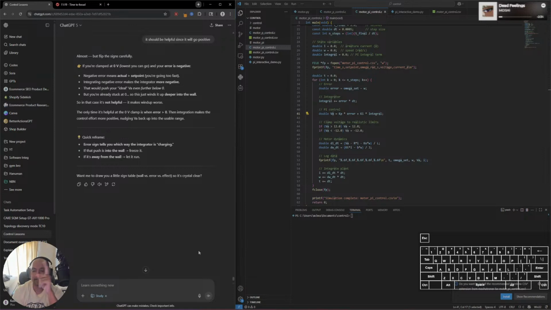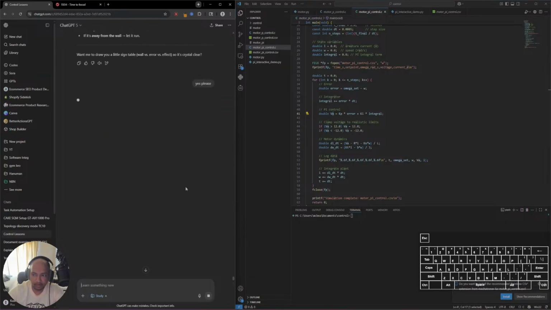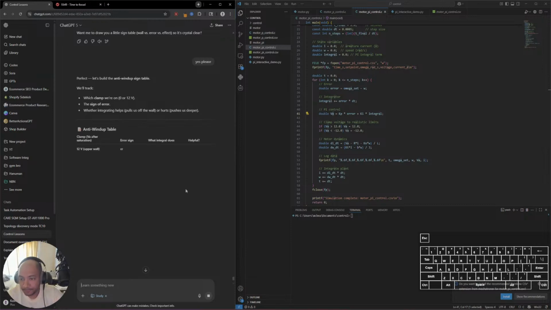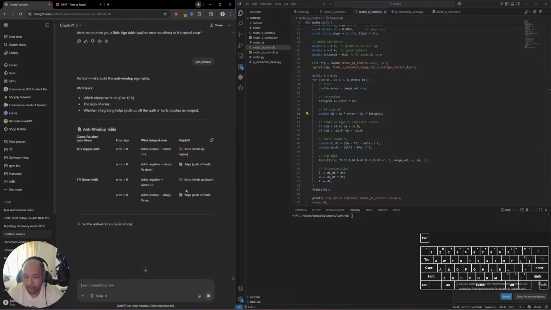Quick reframe. Error sign tells you which way the integrator is charging. If that pushes into the wall, freeze it. If it's away from the wall, let it run. Okay, that's a good way to understand it. Yes, please. I would love a table so I can understand, because my brain doesn't understand which clamp we're on.